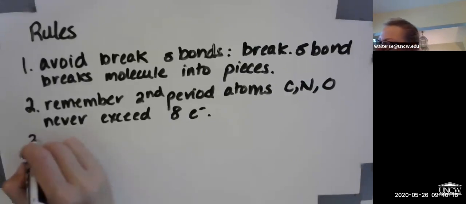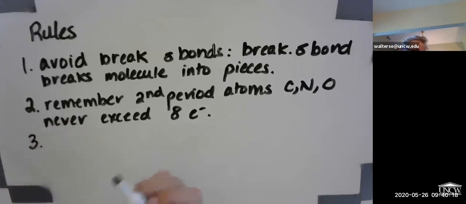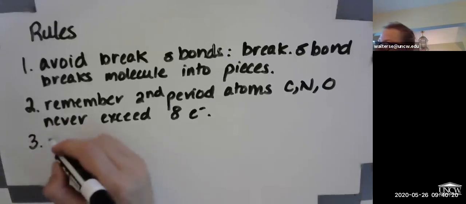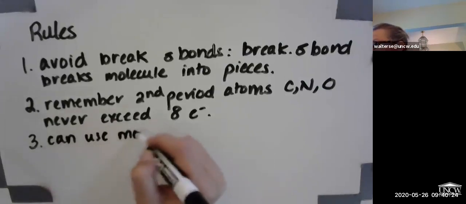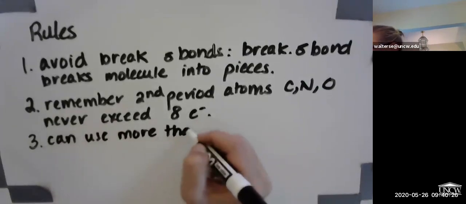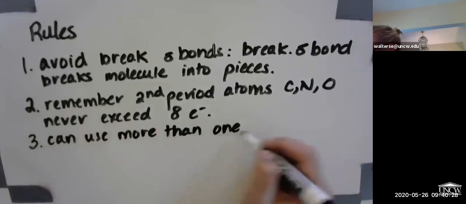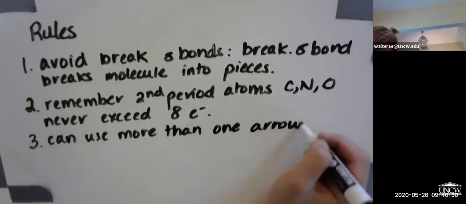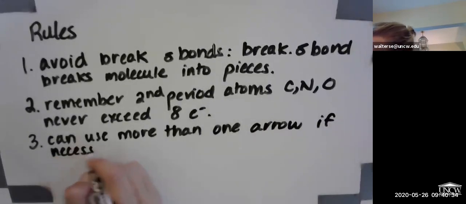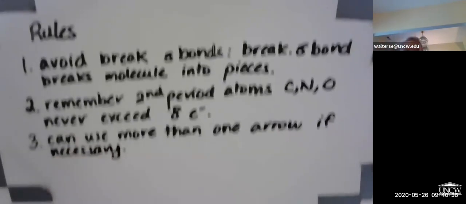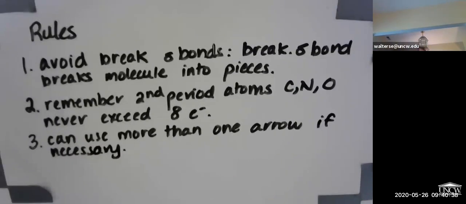The third rule is that you can use more than 1 arrow, if necessary. So you can have multiple curved arrows on structure A to generate structure B.